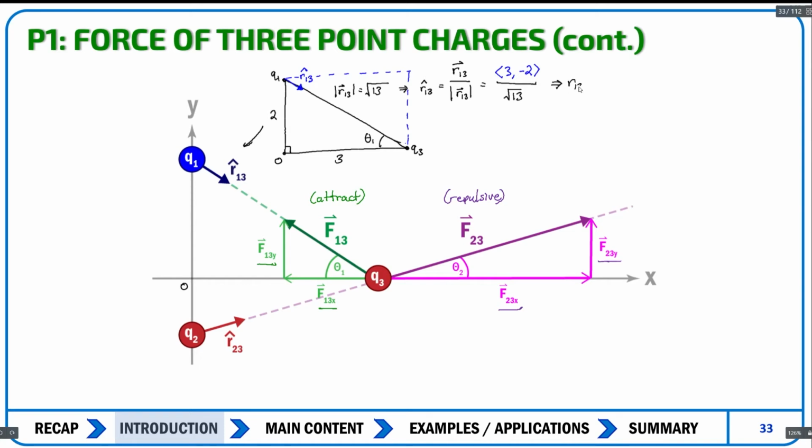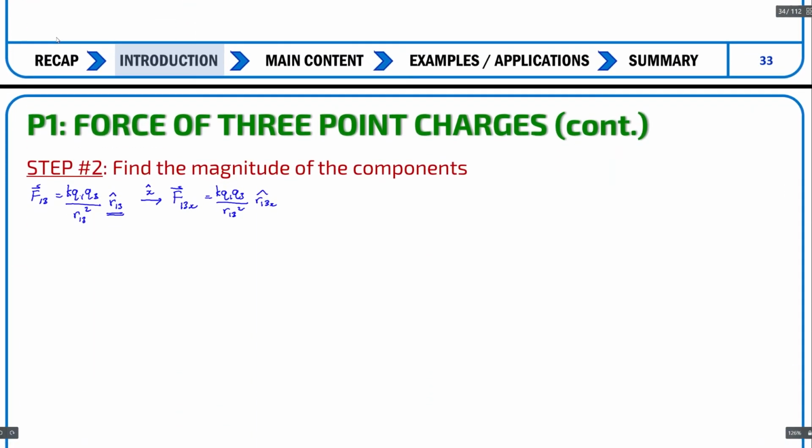So from this component analysis of the vector, I know R13x is going to be 3 over the square root of 13. And I know R13y is going to be equal to minus 2 over the square root of 13. So this is how we would do the analysis so that we can move forward with the question below. I'm going to go down. Now that we have R13x over here, I should be able to proceed.